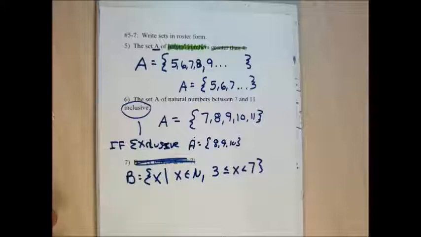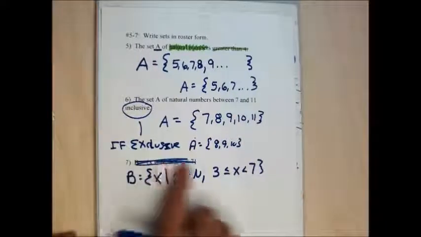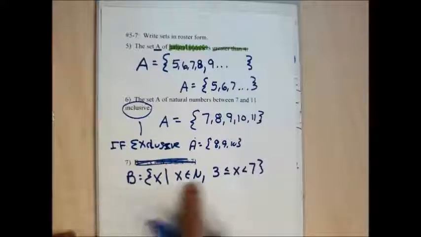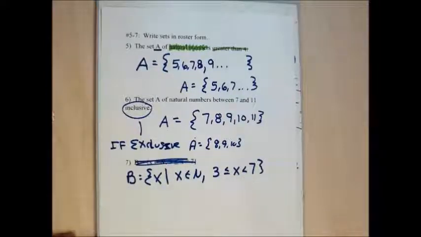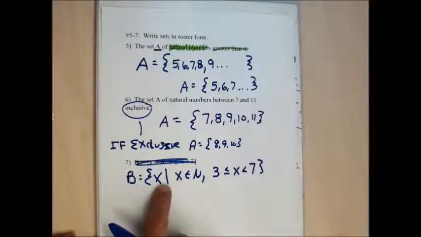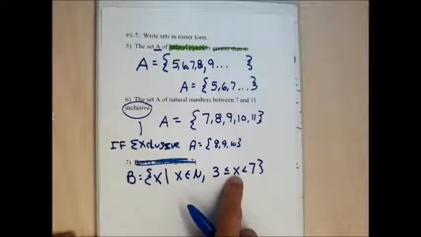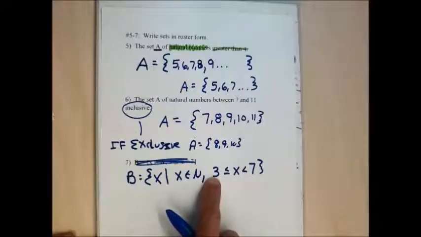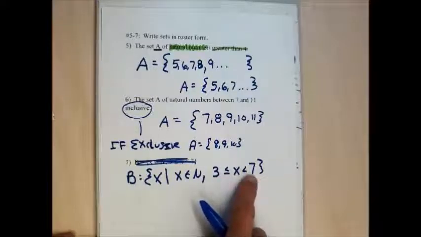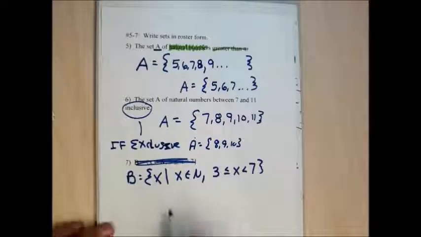On the test, I would feel comfortable doing either. I scratched out B because it wasn't written quite right, and I just wrote it how it should be written, and I should fix it on my computer quickly here. So B is the set of all x with the property that x is a natural number and x is between 3 and 7, includes the 3 because of the or equal to, doesn't include the 7 because of no or equal to there.